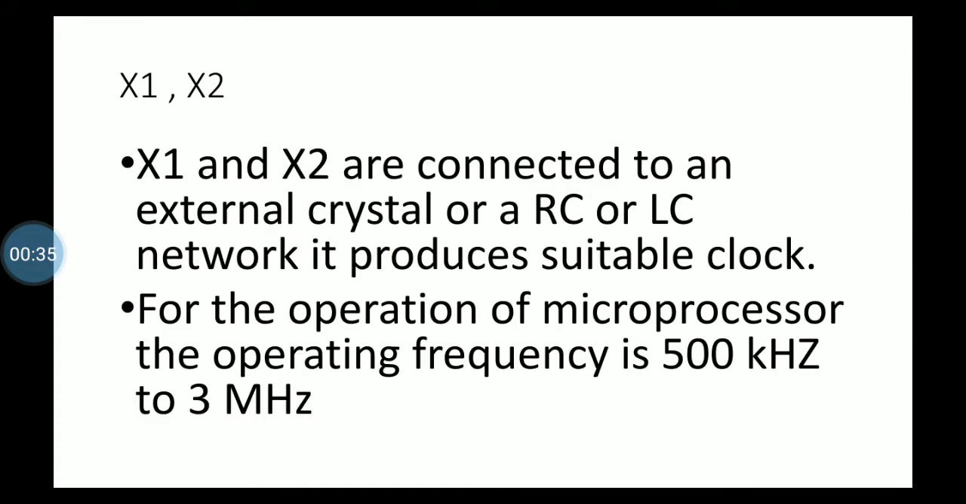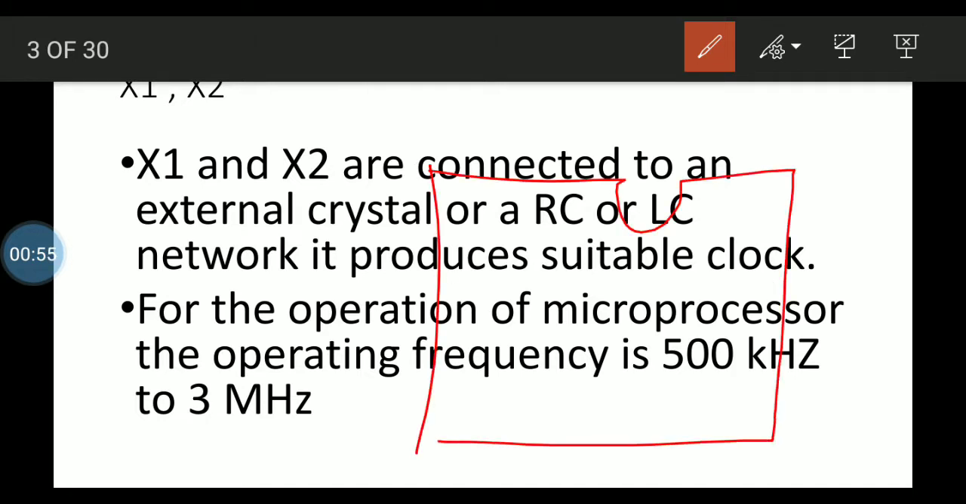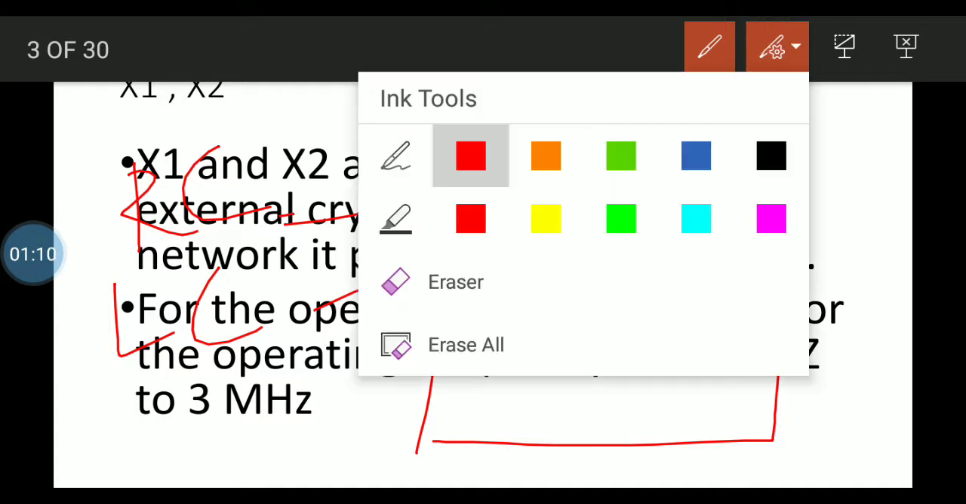Okay, the first pin, X1 X2. Now what is X1 X2? X1 X2 is connected to an external crystal, or an RC or LC network. It produces a suitable clock. Whenever we have any IC, this IC needs to be given power. One is connected to RC and another one is connected to LC. This is just for connecting purposes.